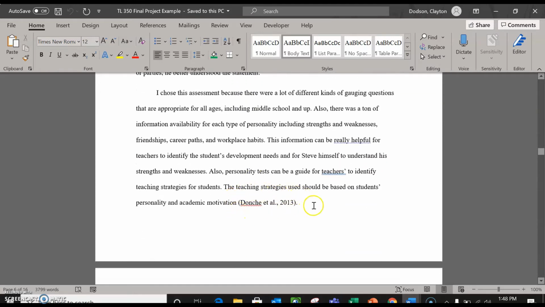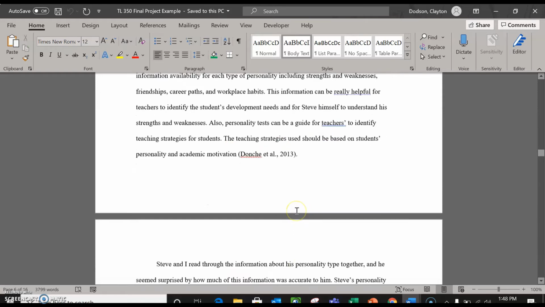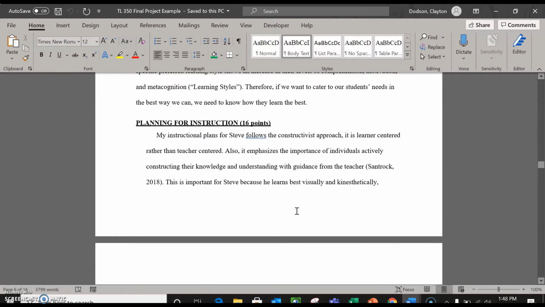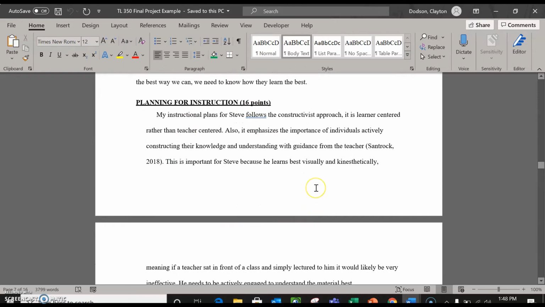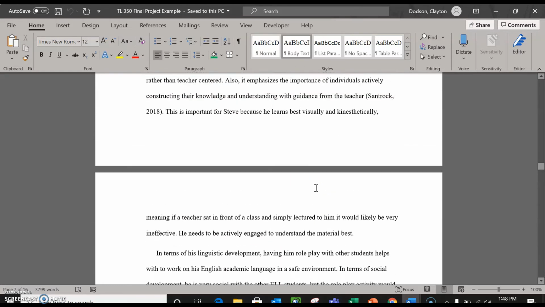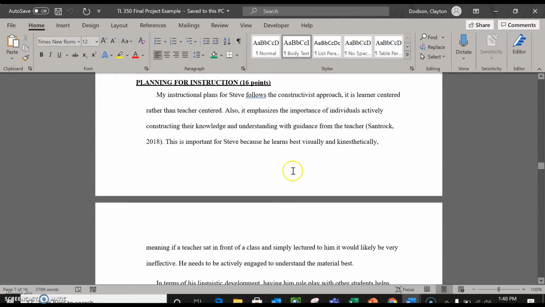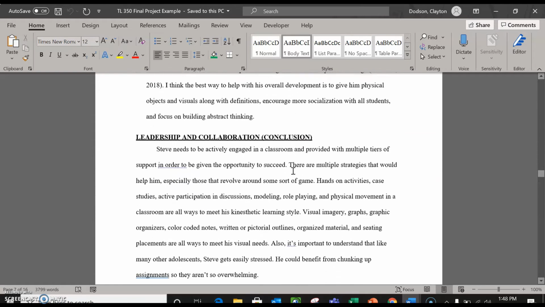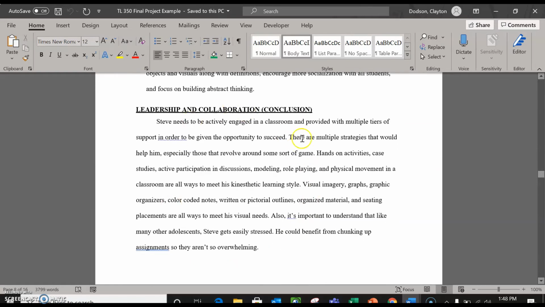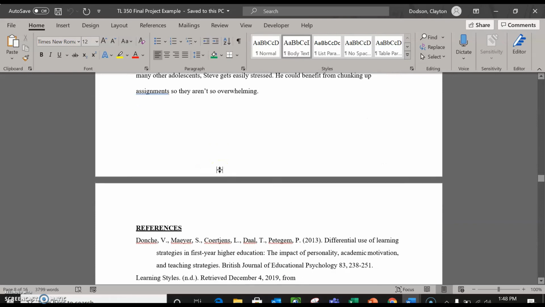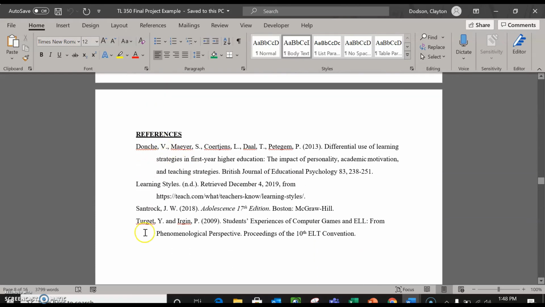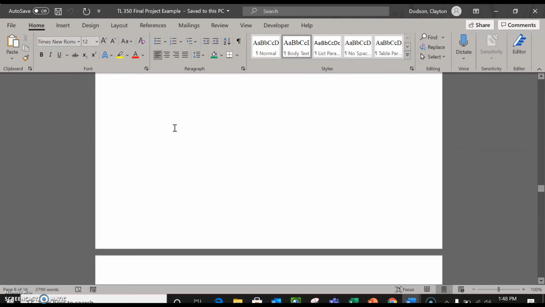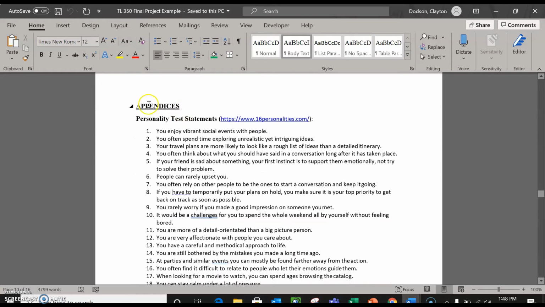Again, here's a different source that this student used, so they included it there. And then planning for instruction, so giving the teacher advice on how the student would learn best. This is the conclusion, kind of wrapping everything up. The references that were used. And then down here, the appendices.